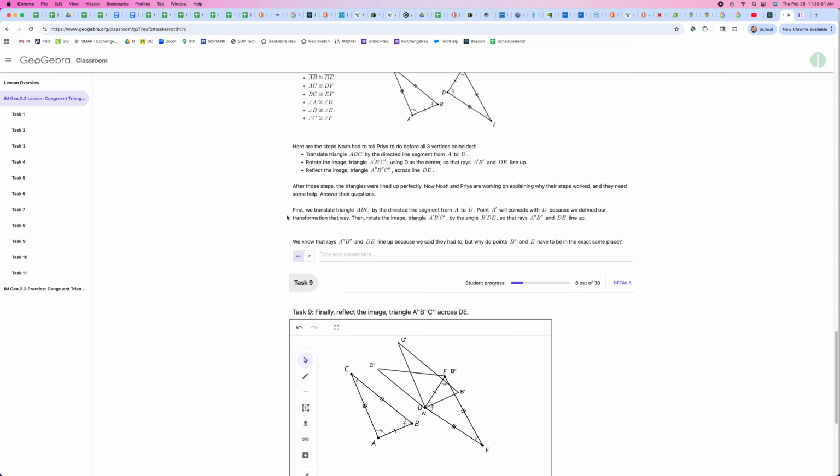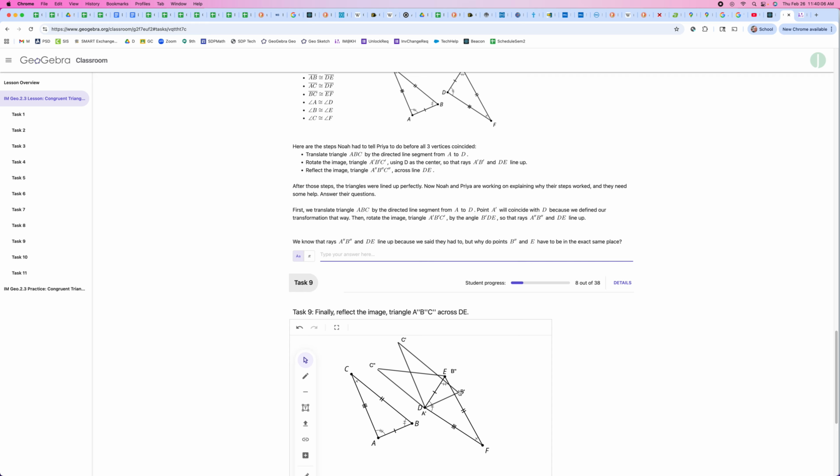So Noah and Priya have to figure out why their steps worked. Okay? Why did their steps work? So here are the questions that get asked. We know that ray A double prime, B double prime, and DE line up, because we said that we were going to rotate by this angle. But why do we know that B double prime and E have to be in the exact same spot?